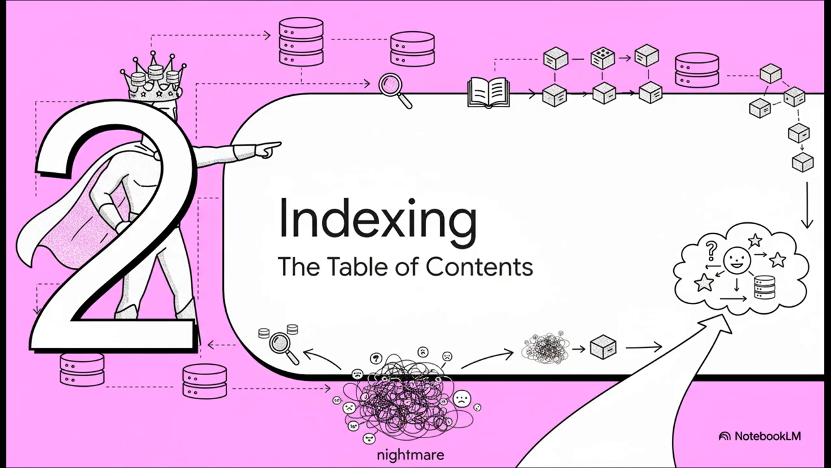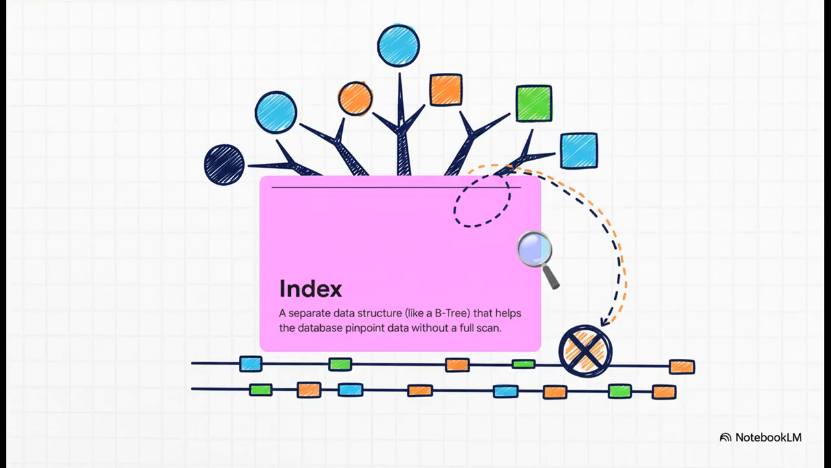So let's talk about this hero, this magical table of contents we keep mentioning. Well, it's called an index, and it is the absolute key to turning a performance nightmare into a dream come true. So what is an index really?